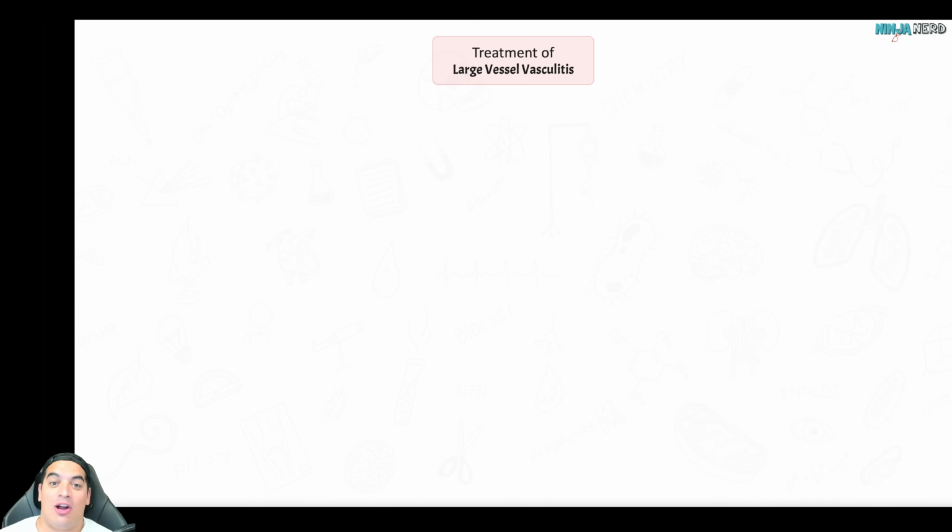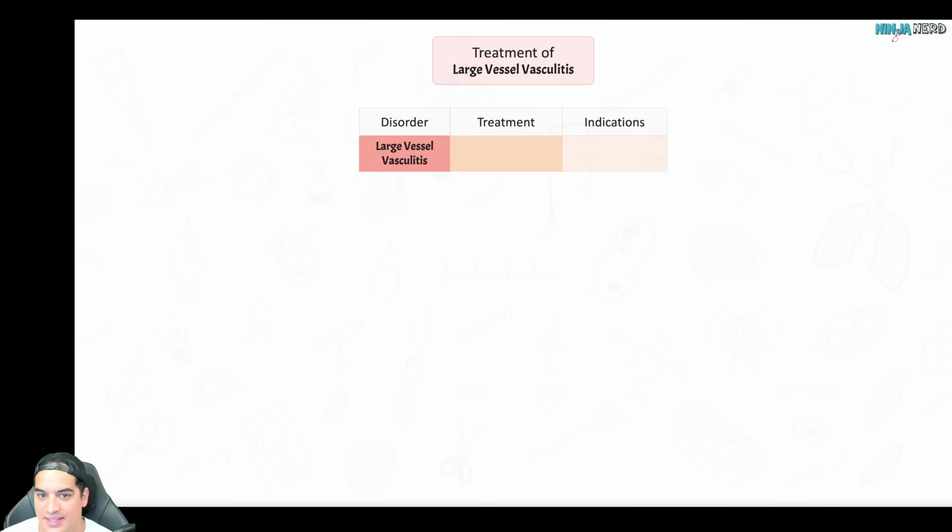All right, my friends, let's now talk about the treatment of large vessel vasculitis. So we talked about the two types, giant cell arteritis and Takayasu's. The nice thing is that we treat both of these relatively the same. So steroids is going to be the upfront treatment. Now, what are the reasons why we would initiate steroids in these patients? Oftentimes, it's first line in both of these diseases.